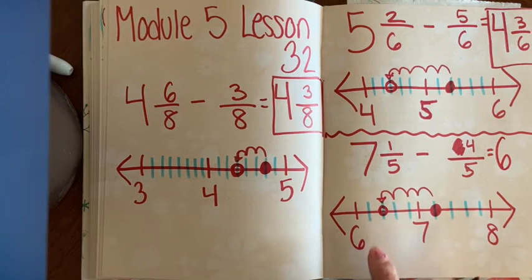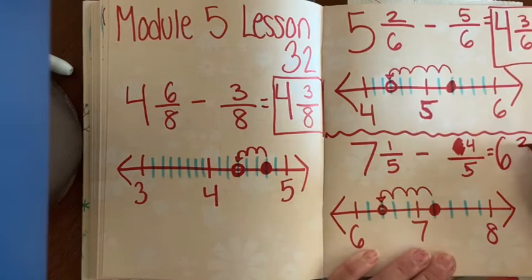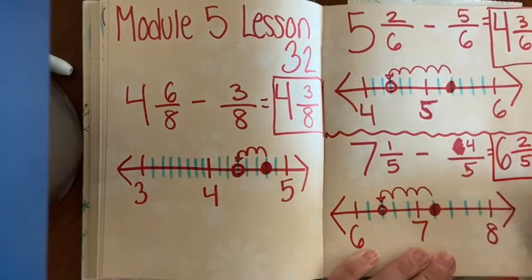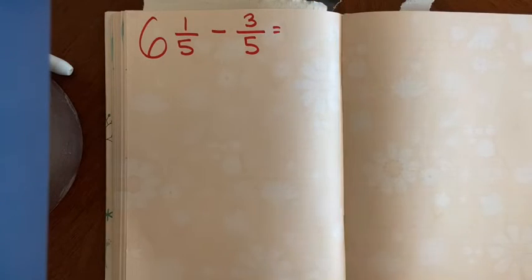And we have how many fifths? Well, let's use our arrows to show 1/5 and 2/5. So we are given the difference of 6 and 2/5. Now in this question, we're given a similar type of subtraction sentence. We have 6 and 1/5 minus 3/5, except this time we're going to solve it using our arrow way.